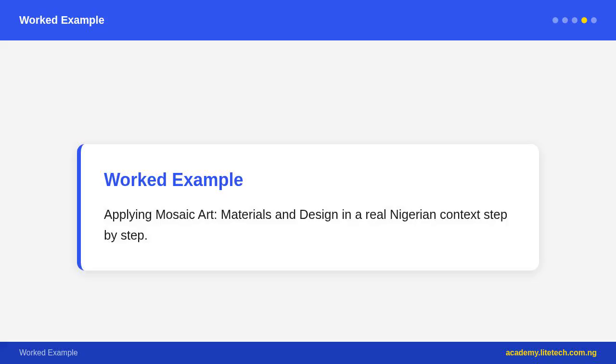Joining clay pieces. To join two pieces of clay, always use the score and slip method. Score or scratch the surfaces of both pieces with a tool or rough texture. Apply slip, clay mixed with water to a cream-like consistency, to both scored surfaces. Press together firmly. This creates a strong bond. If you simply press two dry pieces together, they will crack apart when drying or firing.